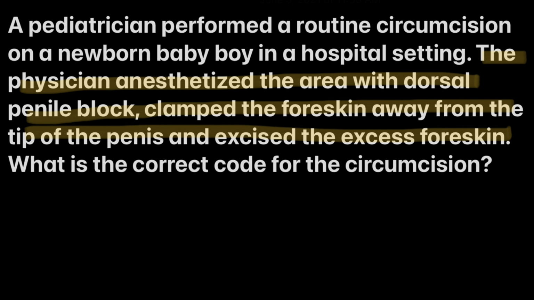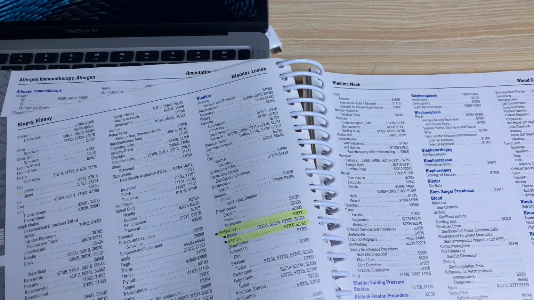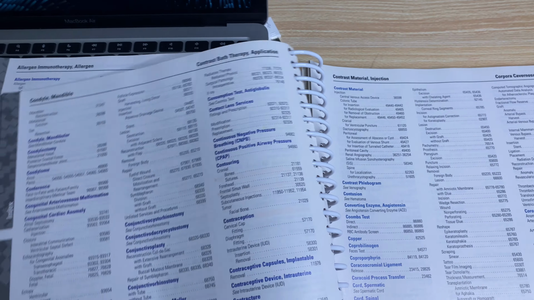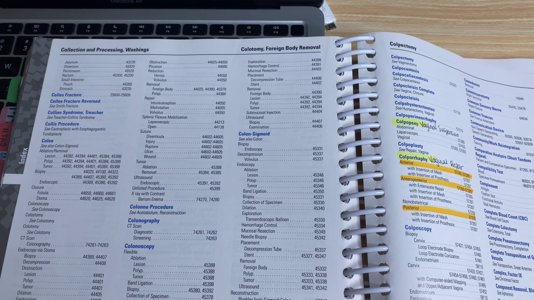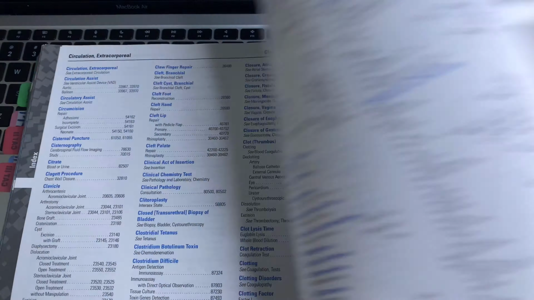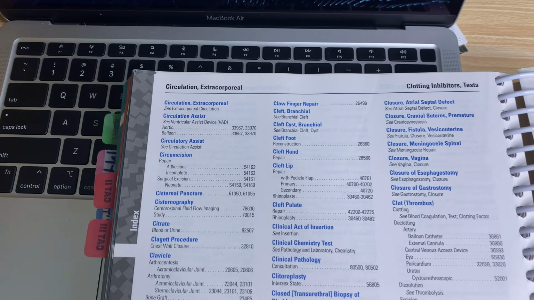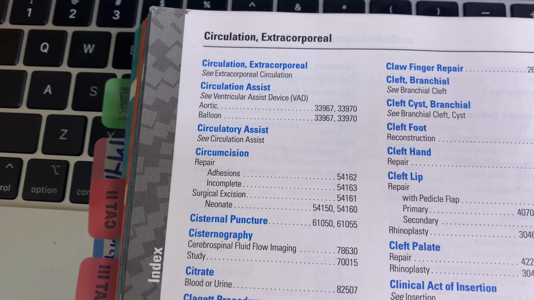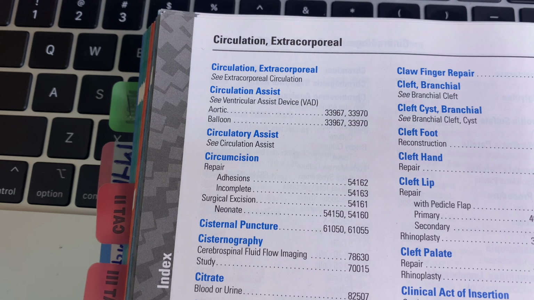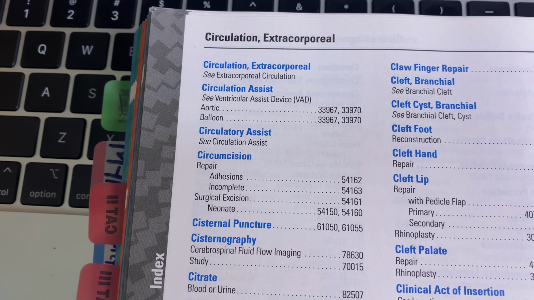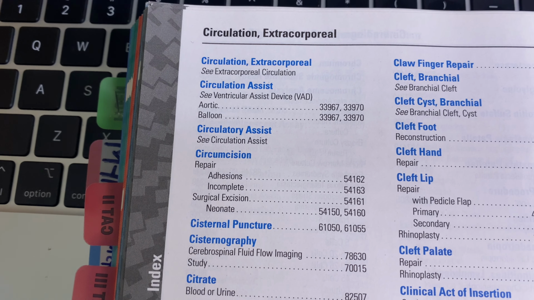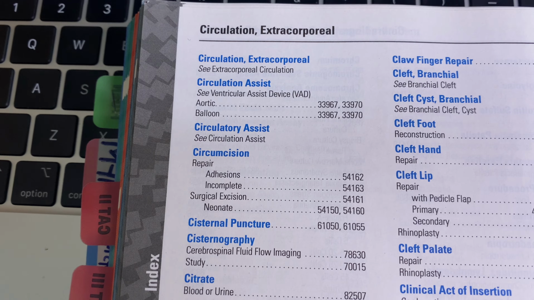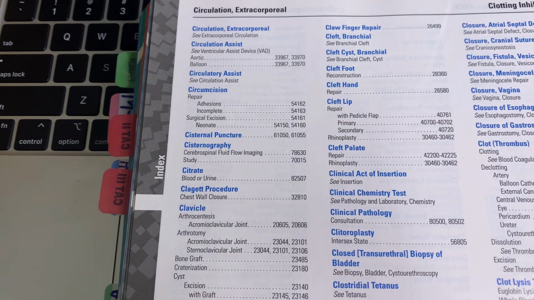So let's look into our CPT book, starting in the index, and we're going to go to circumcision. Right here we have circumcision, and you see we have two options for repair or surgical excision. This was a surgical excision, and right below that says neonate, which is another term for newborn. So we have 54150 or 54160.